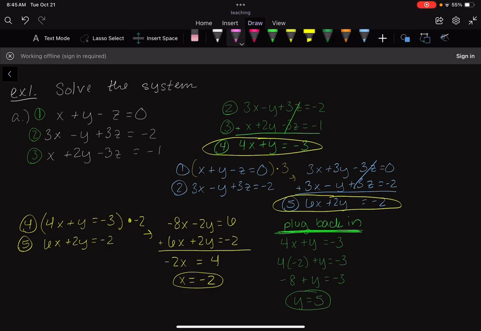So now I need to plug into another equation that has x, y, and z so that I can solve for z. So again, I'm plugging back in. But now I want to pick one that has z in it as well. So I'm going to do x plus y minus z equals 0. I get negative 2 plus 5 minus z equals 0. I can move that z over. So this is going to give me 3 equals z.